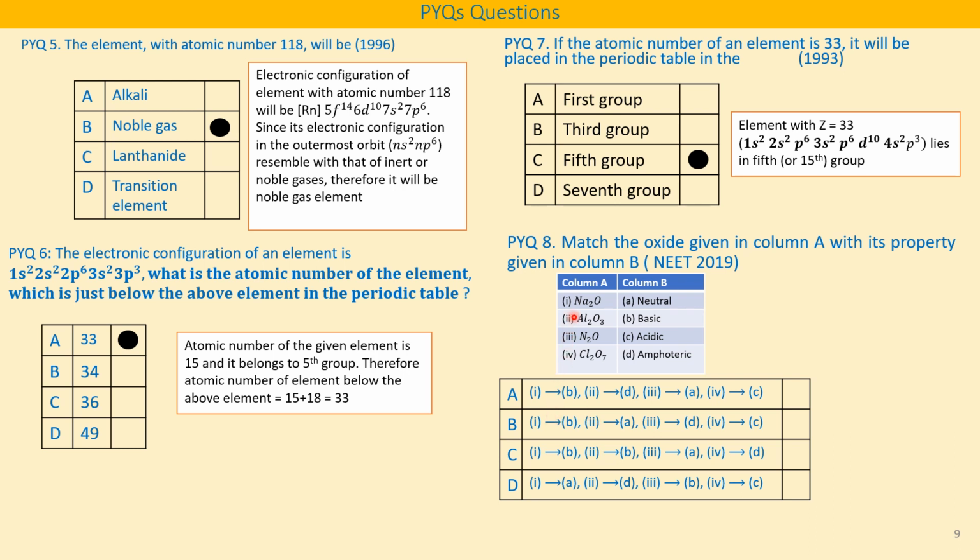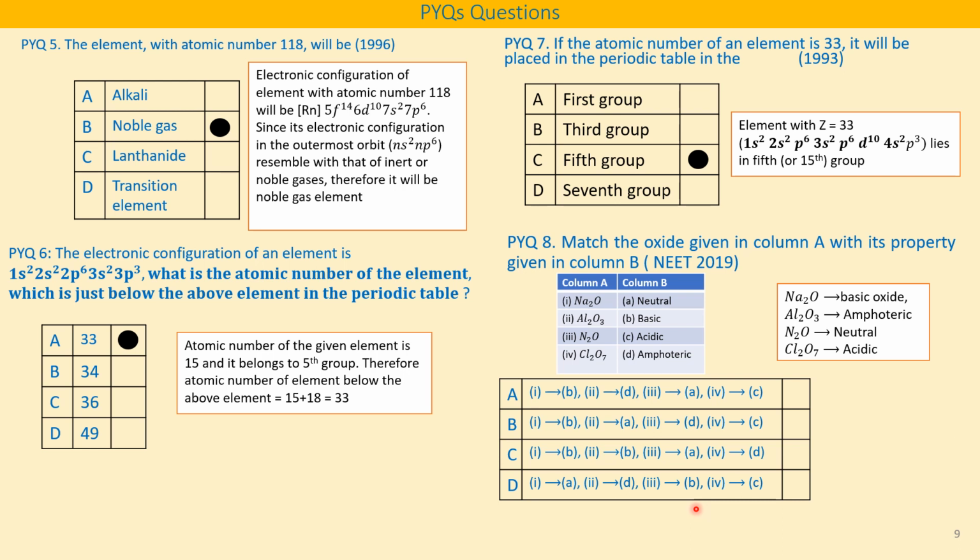Option A: 1 matches to B, 2 matches to D, 3 matches to A, and 4 matches to C. Similarly, so many options are given. You have to examine it. Please pause the video and mark your answer. Meanwhile, I will give the explanation.